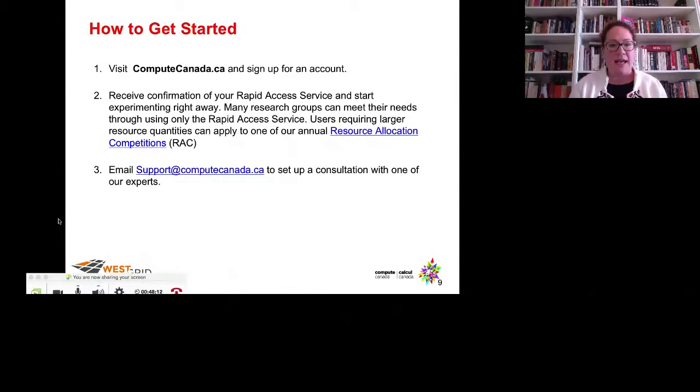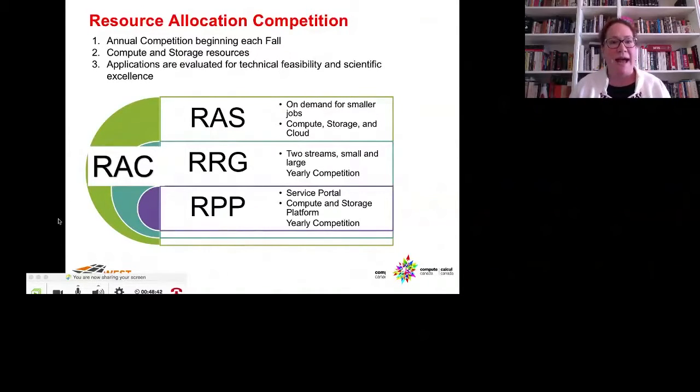So visit computecanada.ca, email support at computecanada.ca to set up a consultation with one of our experts on how to get started using things. And number two here, receive confirmation of your rapid access service. Get started experimenting. So what is the rapid access service and what is this resource allocation competition, which I mentioned briefly earlier? So the resource allocation competition, or RAC, is the major way in which the finite resources on Compute Canada are allocated to researchers every year. So I'll cover briefly the major resource competitions and move on to some of the smaller services and resources. We'll end up looking at some examples of projects that are utilizing the full range of available tools so that you can get a better idea of who some of our researchers are and what they're doing with Compute Canada.